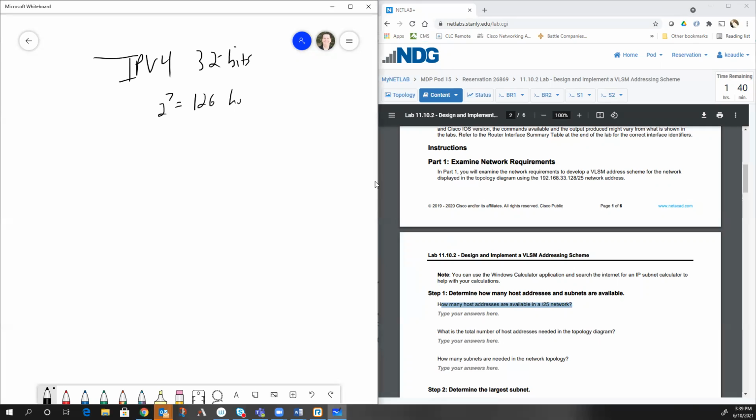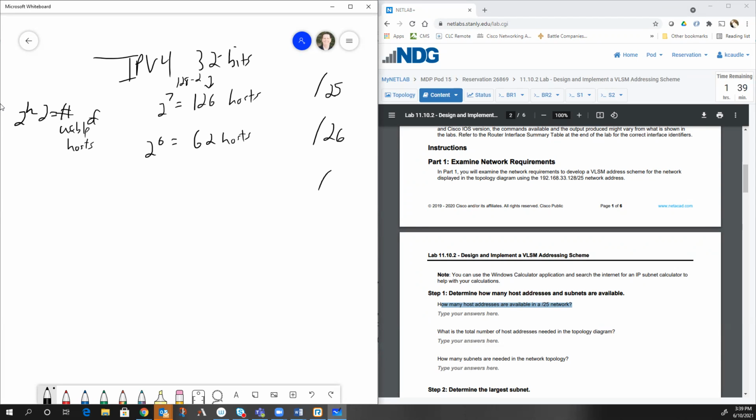Remember our formula for hosts is 2 to the h minus 2 equals the number of usable hosts. So if we have a /25, that means we have 7 host bits. So it's 128 minus 2, which gives us 126 hosts on each network. If we have a /26, it means we have 6 host bits, which should give us 62 hosts.